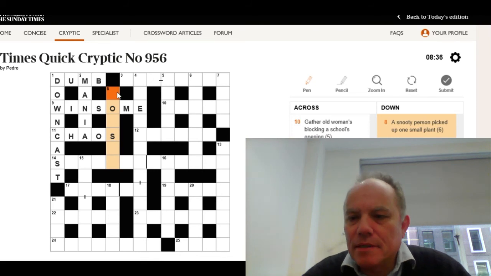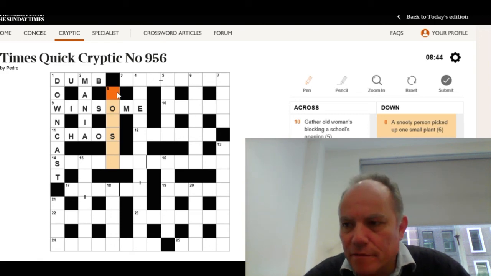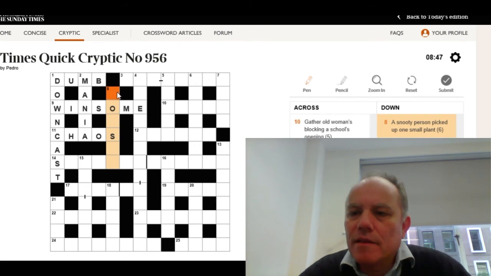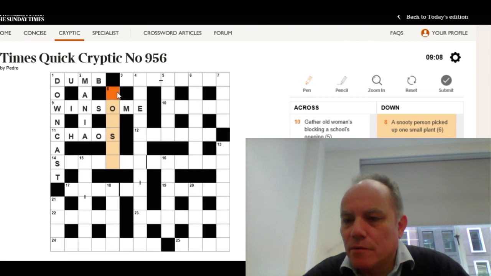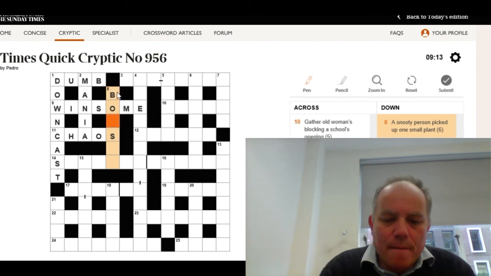So a snooty person is a word for somebody who looks down on other people. And that gets picked up. Again, this is a down clue, so that could mean reversed. And then we need a letter that can represent 1, and the whole thing means a small plant. So if you've managed to think of somebody who looks down on other people, hopefully you've come up with a snob, and then work out what a snob is backwards with something meaning 1 underneath it. And the answer is bonsai.